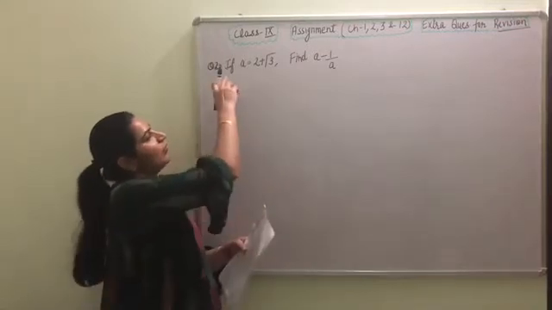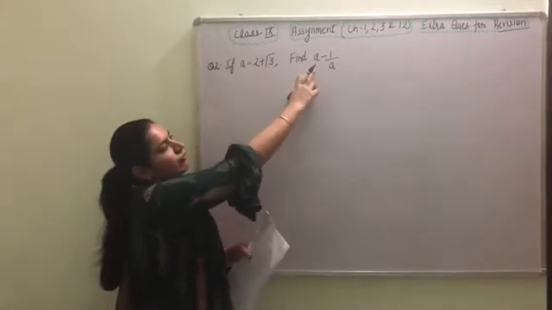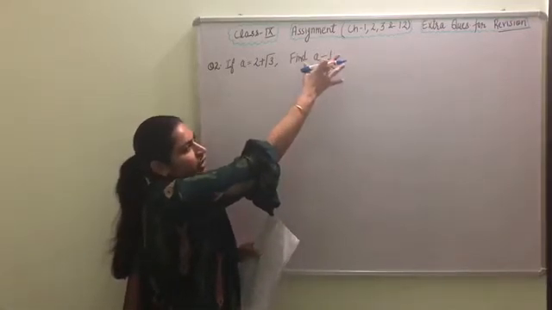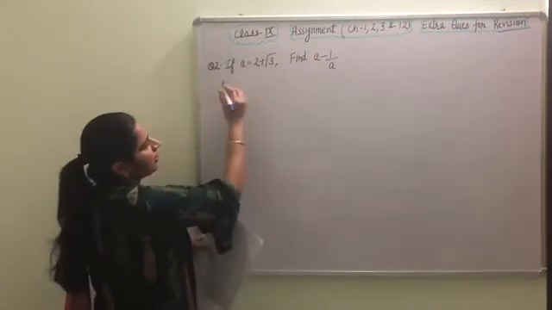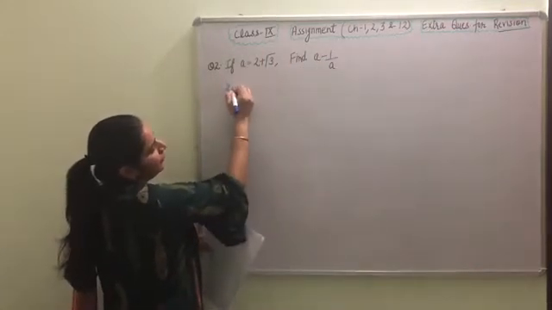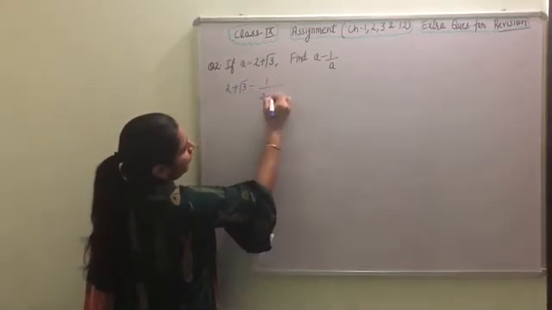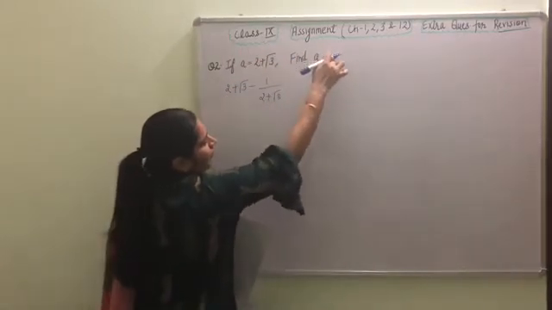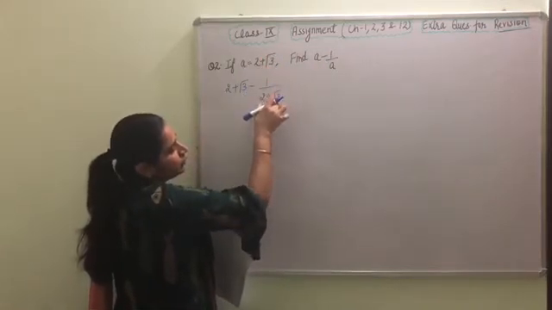Okay, now a is given. In question number 2, a is given and we have to find the value of a minus 1 by a. Whatever is the requirement, according to the requirement we will solve the question. a minus 1 by a means 2 plus root 3 minus 1 upon 2 plus root 3. a we have substituted 2 plus root 3. 1 by a means 1 upon this value, 1 upon 2 plus root 3.